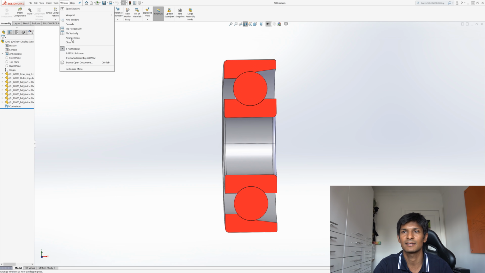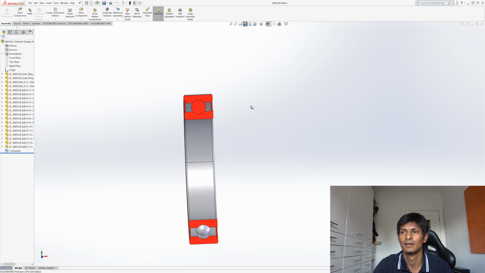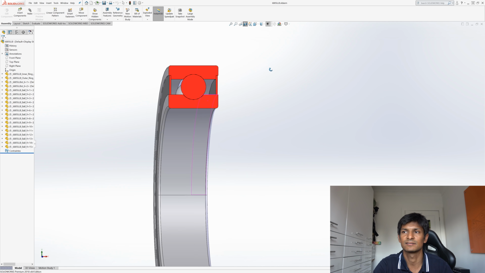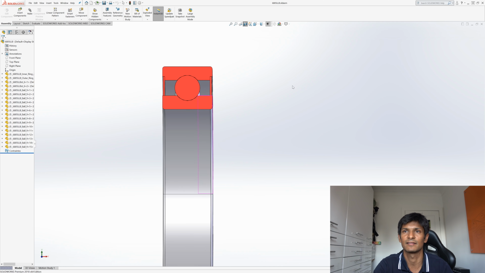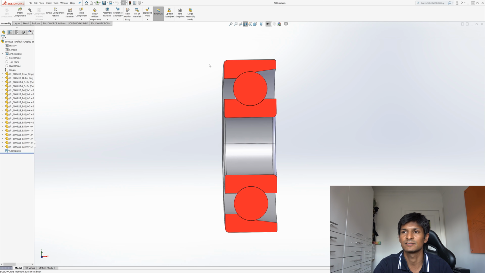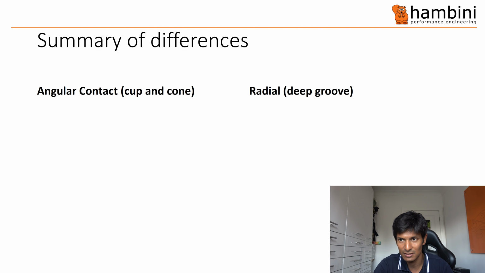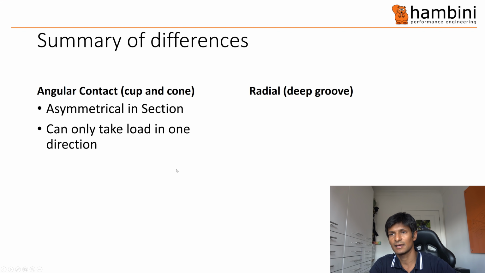Whereas if you look at a 6000 series bearing, that is symmetrical straight through the middle. So you can use that in either direction, but the 7000 series or the angular contact bearing you can only use in one direction, which is in that way. So if you pushed on the inner race, you'll be pushing from right to left. Going back to this presentation, you can only take the load in one direction. In the other direction, it's doing nothing.